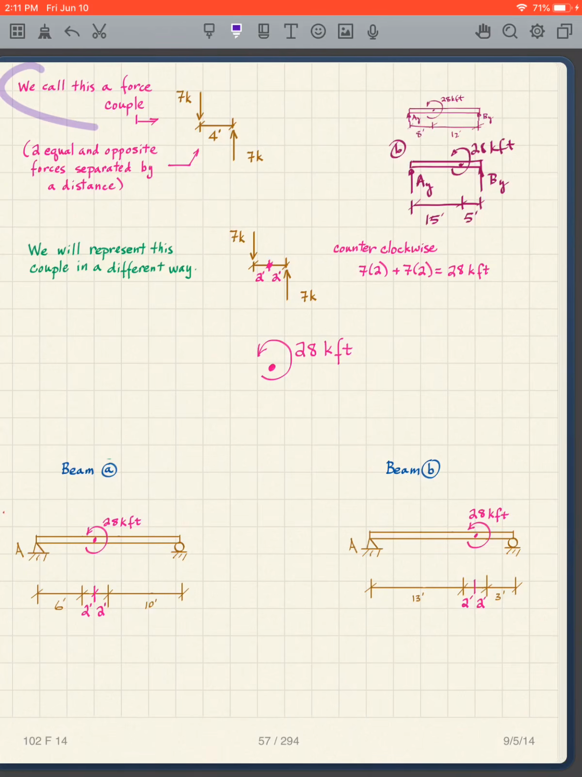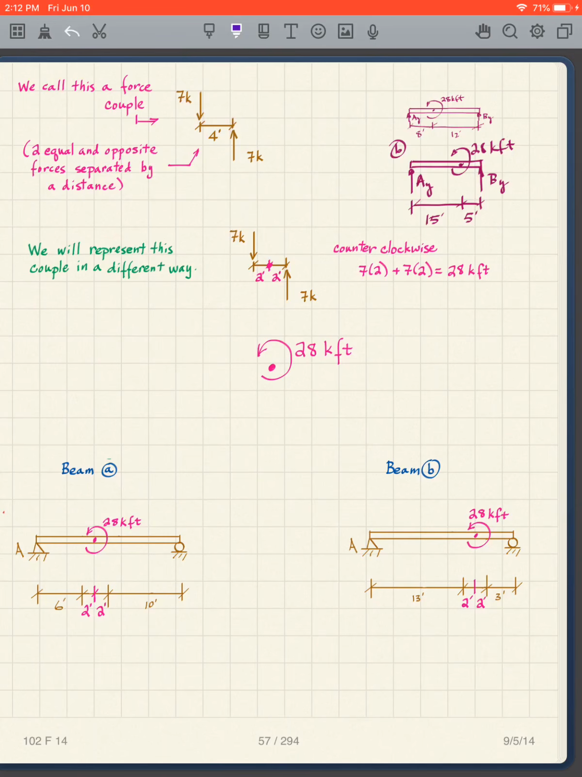So like I say, we call this a force couple. What is it? Two equal and opposite forces separated by a distance. So notice these two loads are parallel. In other words, those two lines of action are parallel, and that makes it a force couple.